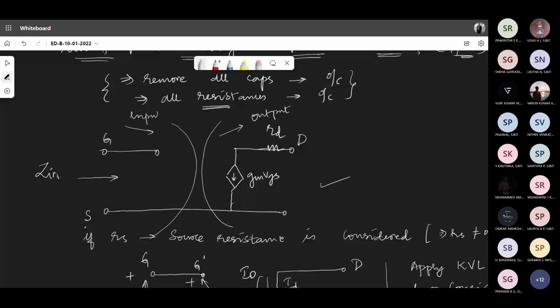What do you see at the input? Input is open circuited. So what will be Zn value then? Infinite. Exactly. The input impedance of the resistance value is infinity, which means that the resistance offered by a JFET is always very high. And this is what we quoted.